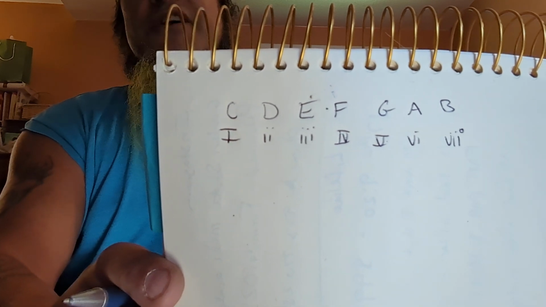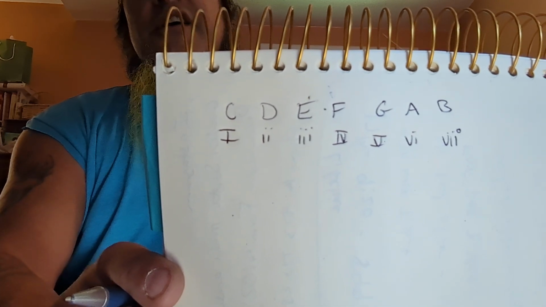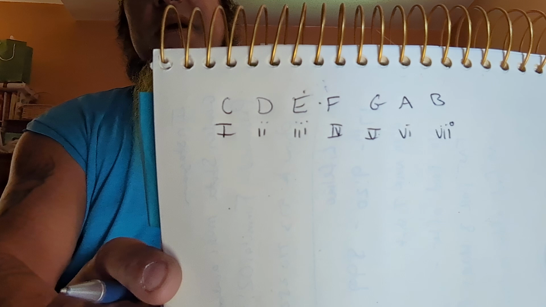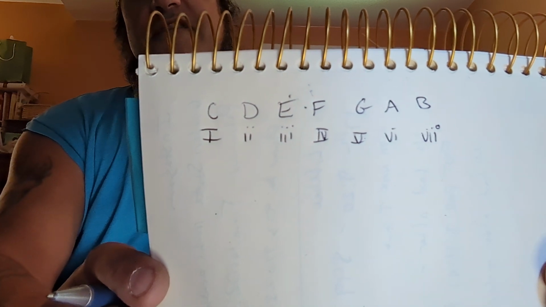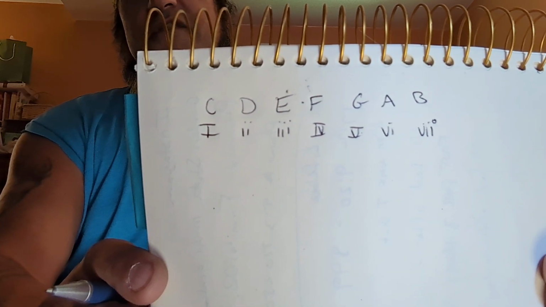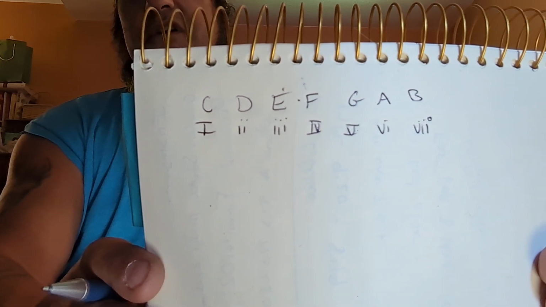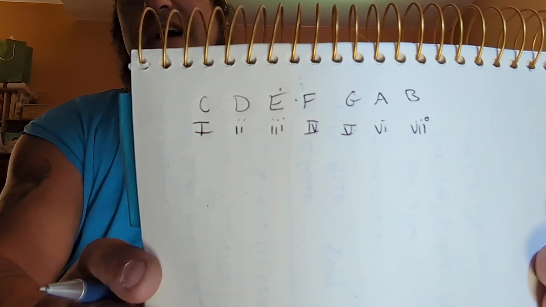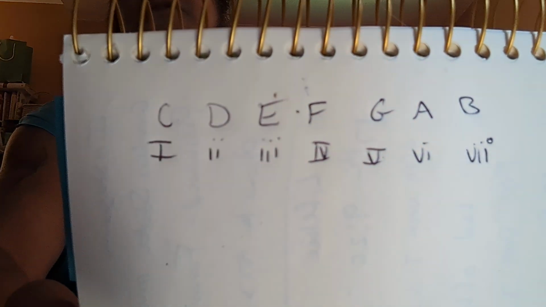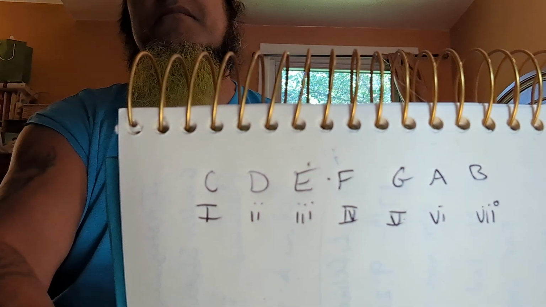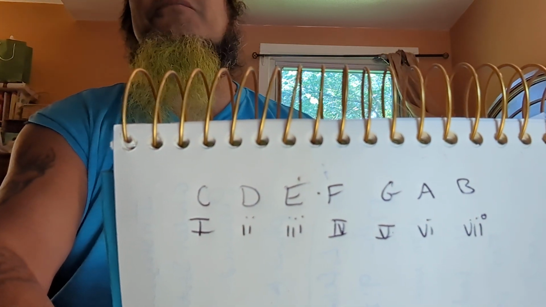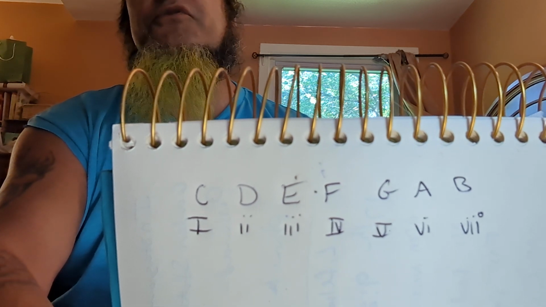Uppercase Roman numerals are major, lowercase Roman numerals are minor, except the 7 is diminished, and that's why we have the circle, to signify that that 7 is not minor, that it is diminished. So if you don't have your little circle there, it's going to look like minor, but there is no 7 that's minor, so that Roman numeral 7 would be incorrect. You want it to look like that one with the little circle there. So again, uppercase Roman numerals are major, lowercase Roman numerals are minor.